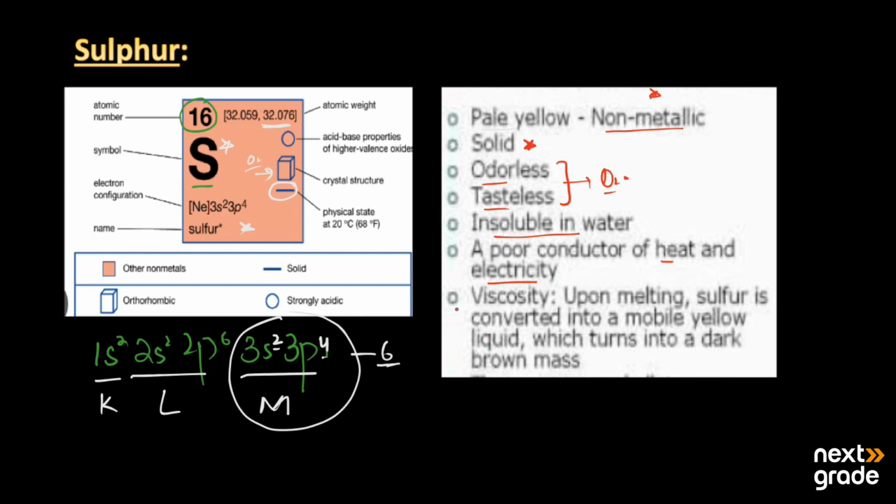And if we talk about its viscosity, viscosity is basically the frictional effect between the layers of a liquid. Upon melting, sulfur is converted into a mobile yellow liquid which turns into a dark brown mass. It means at first its color is yellow, but after some time it becomes a dark brown mass.